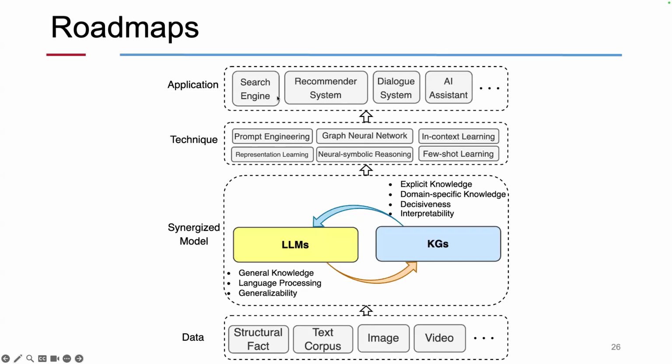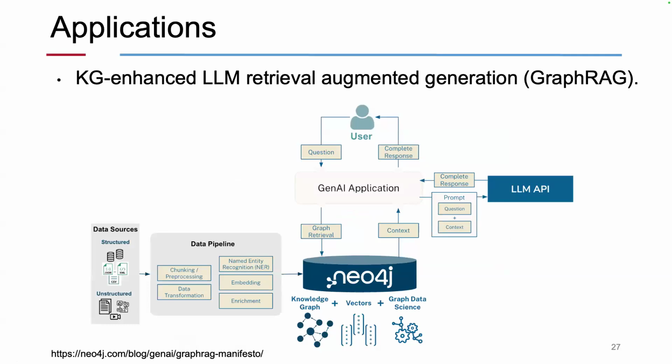That's our roadmap, and this was our vision last year, and we can see that there are quite a lot of applications in the last few years. For instance, here is one application about GraphRAG, which basically uses KGs to enhance the LLM retrieval, and also to enhance the RAG, the retrieval augmented generation process.